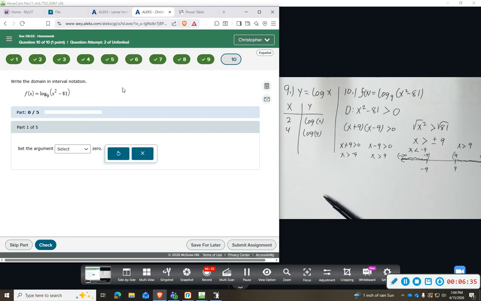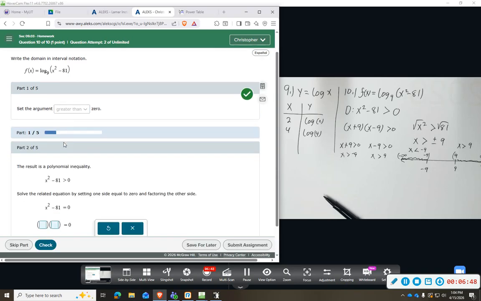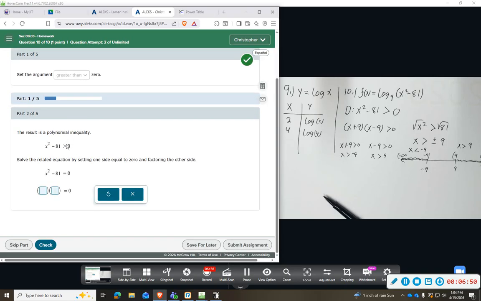So here we are asked to set the argument greater than 0. That's the restriction for log. The argument is the inside part. Then it says the resulting polynomial. We are setting it equal to 0. We are looking at the factoring route: x minus 9 and x plus 9.